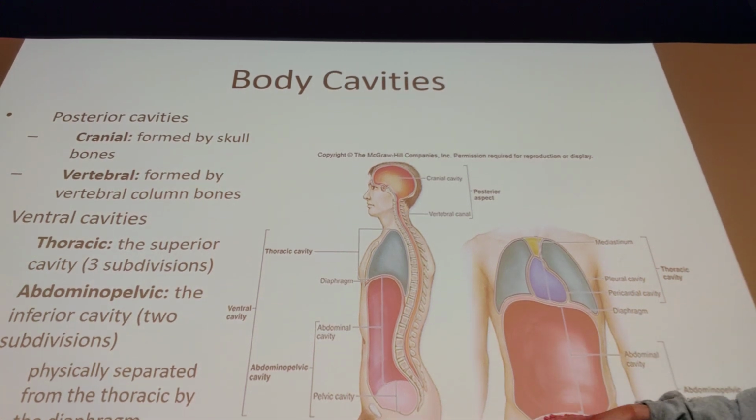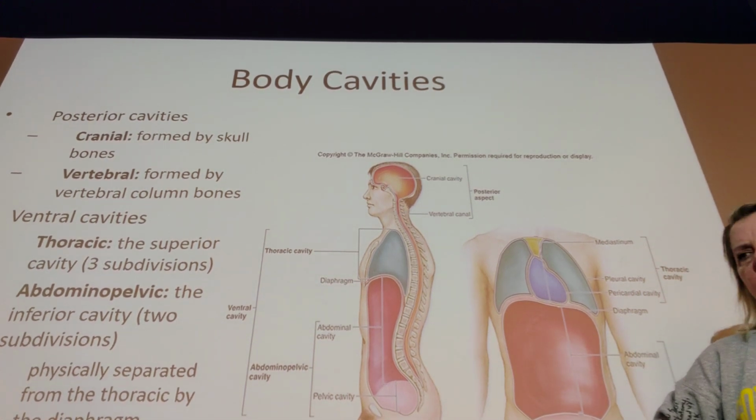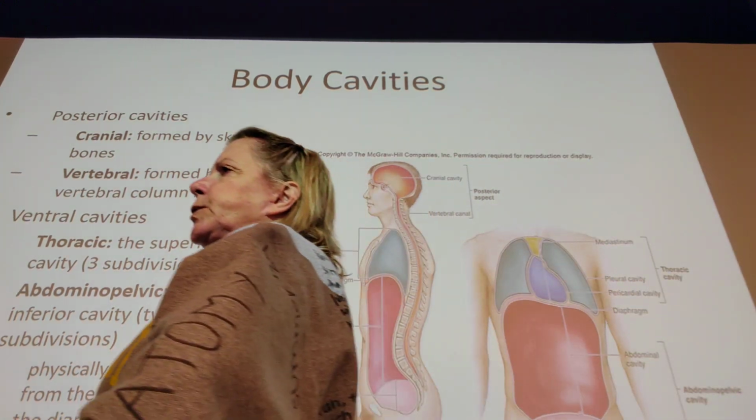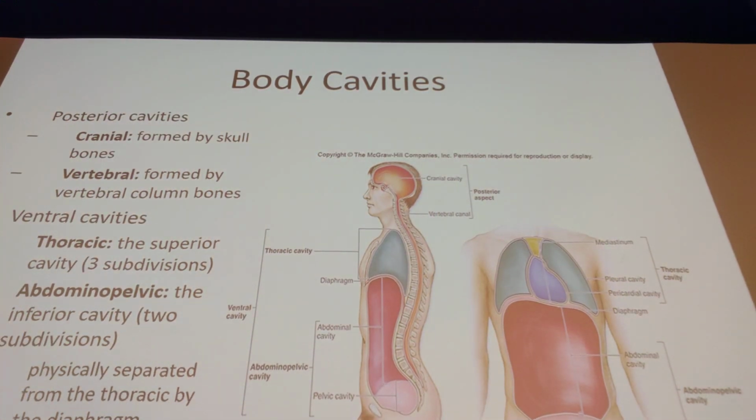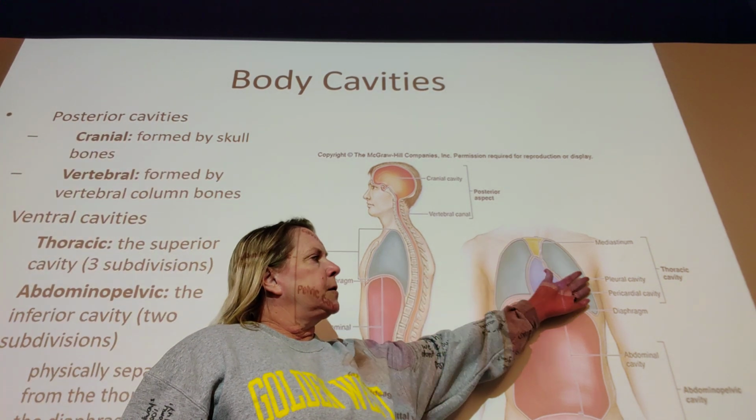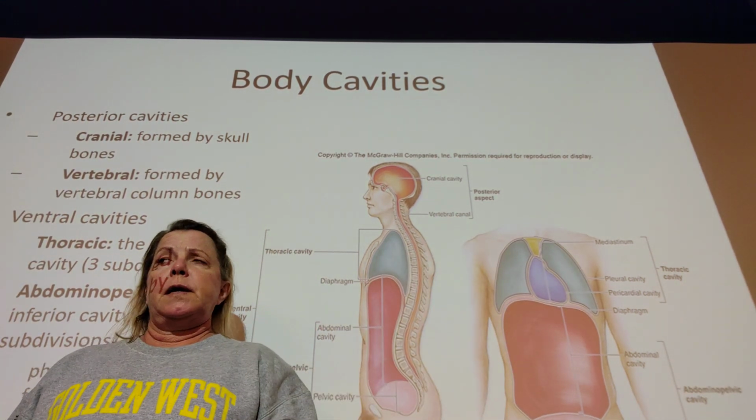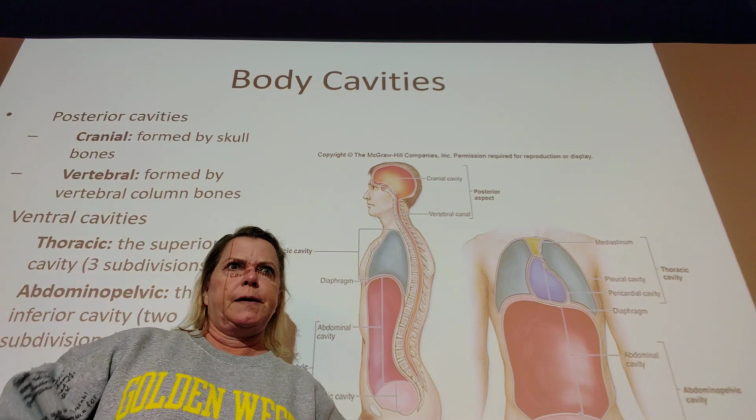Then the pelvic cavity, for the record, is below the pelvic bowl. When we start learning about our skeleton, I'll show you back here. Pelvic cavity is anything inferior of your os coxae, down in this region. Looking at it from an anterior view, we can see that the thoracic cavity is further subdivided.